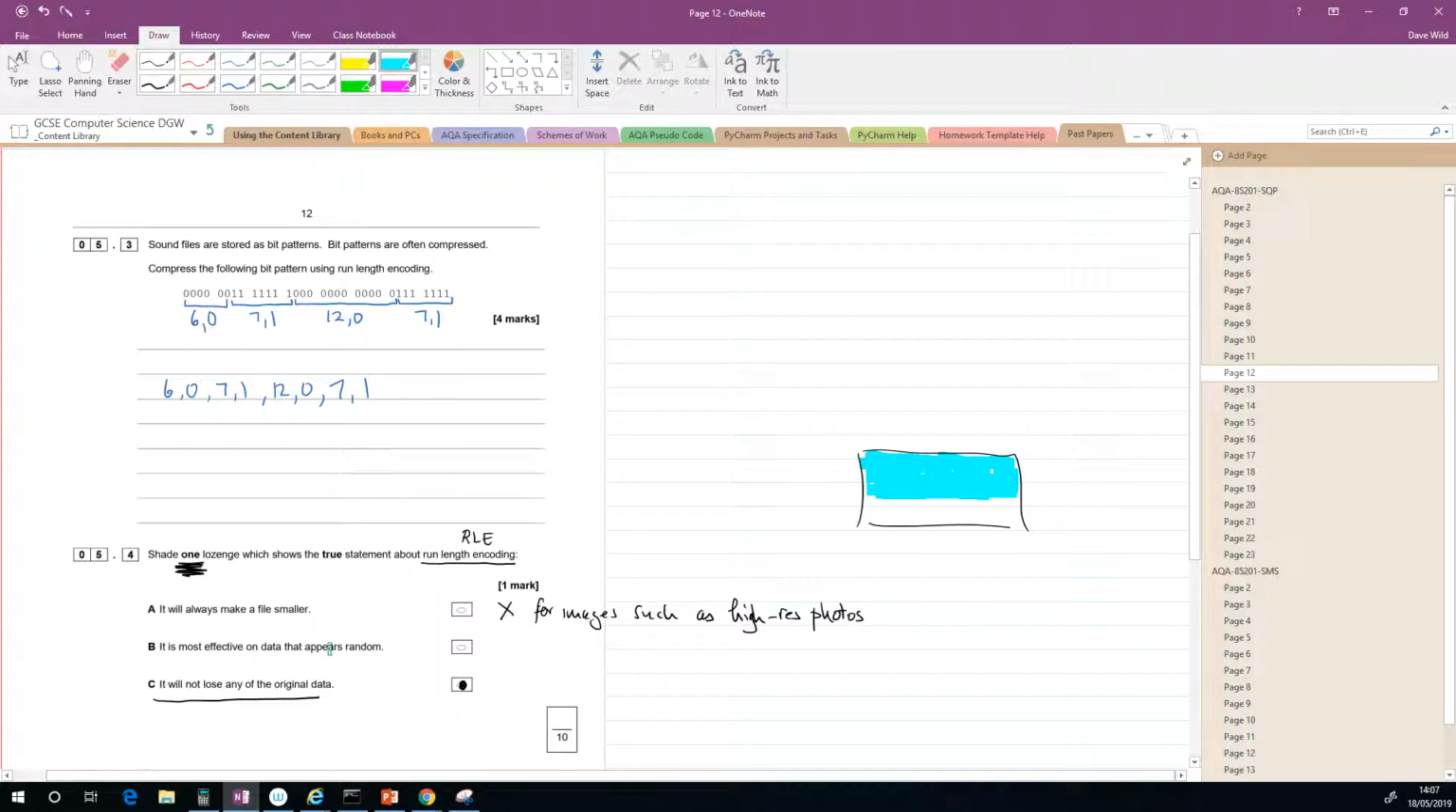It is most effective on data that appears random. Quite the opposite. Random data is continuously changing values, and therefore there aren't going to be a lot of continuous or contiguous values of bits. So that's neither the right answer. No, so randomness means you're less likely to get repeating patterns. Okay, so the answer is definitely C.